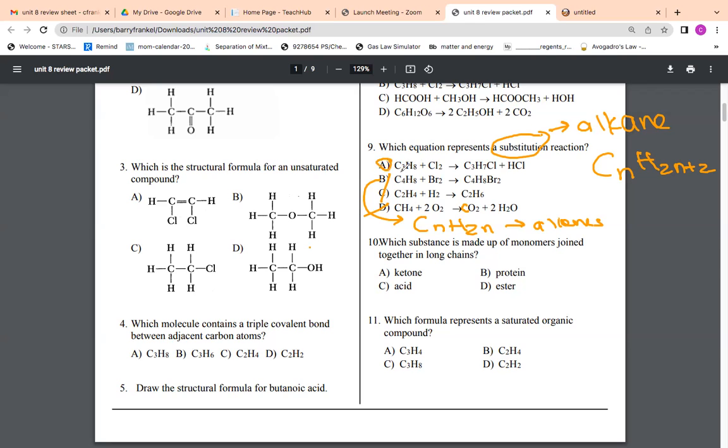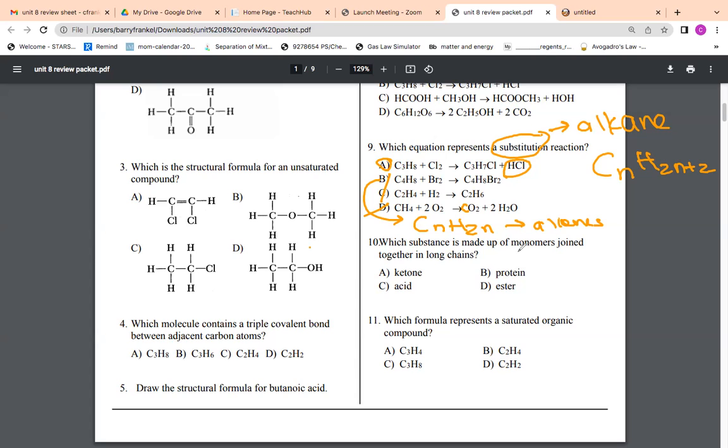We are taking propane, and we are replacing one of our hydrogens with one of the chlorines. And don't forget, we always have some sort of byproduct of a substitution reaction, and it will be an acid. Not an organic acid, but it will be an acid.